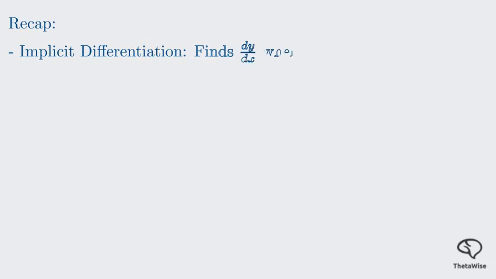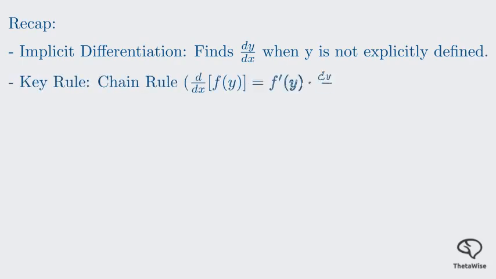Let's recap what we've learned today. We started by understanding that implicit differentiation is a technique for finding the derivative dy/dx when y is not explicitly defined as a function of x. The key rule is the chain rule. Whenever you differentiate a term involving y, you must multiply by dy/dx.